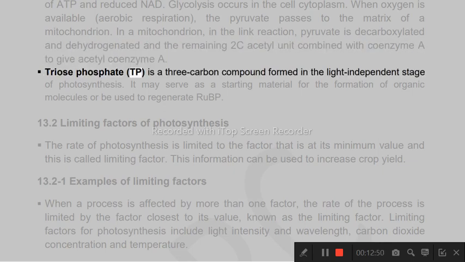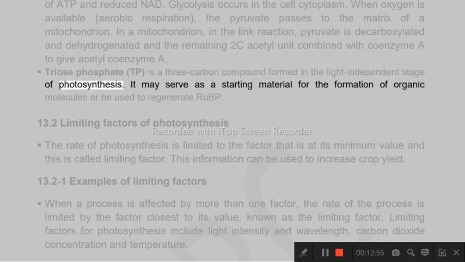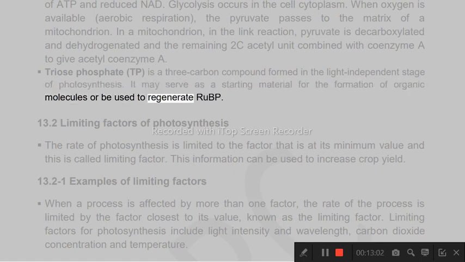Triose phosphate, TP, is a 3-carbon compound formed in the light-independent stage of photosynthesis. It may serve as a starting material for the formation of organic molecules or be used to regenerate RuBP. 13.2 Limiting factors of photosynthesis.